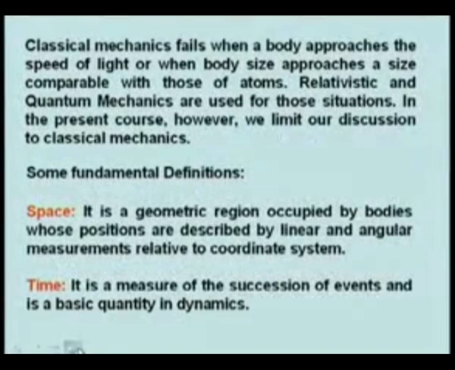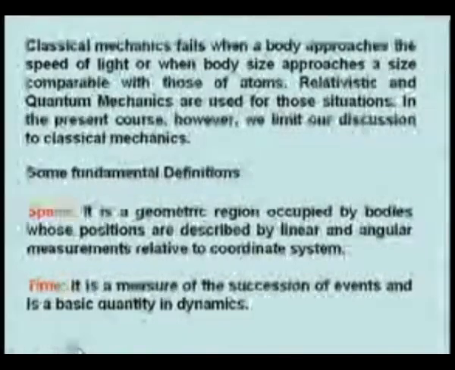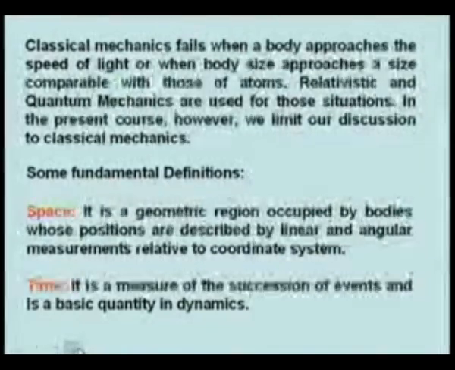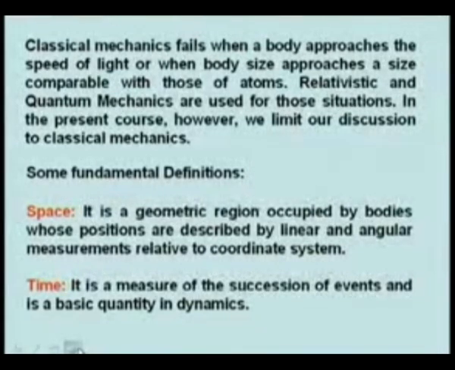Now, classical mechanics fails when a body approaches the speed of light, or when body size approaches a size comparable with that of atoms. Relativistic and quantum mechanics are used for those situations. In the present course, however, we limit our discussion to classical mechanics. Let us understand some fundamental definitions, because we may be using these terms again and again.